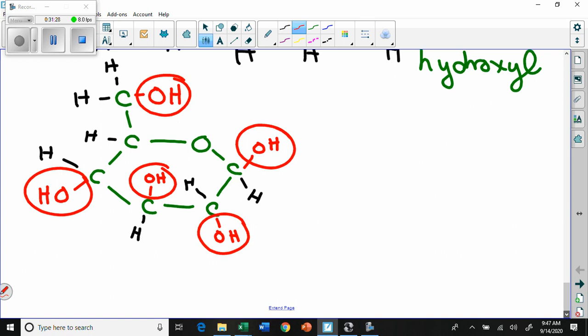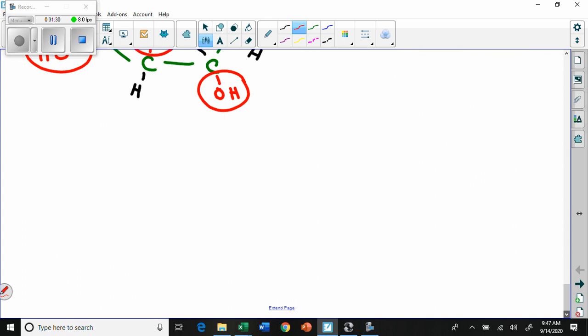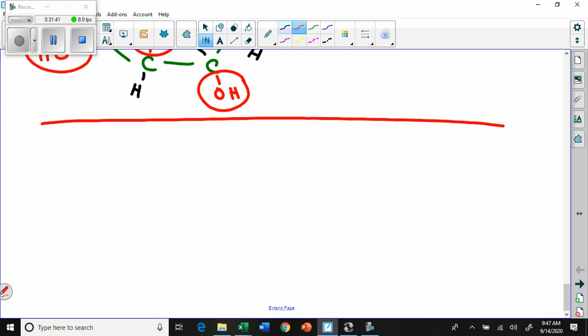Now we can kind of buzz through the rest of the functional groups more quickly because we understand the idea. So there are many functional groups, but we're just going to look at the ones in the book. So the next one is called the carbonyl group. So here's what happens here. Let's take some C's and put them in a line. And let's put H's all around. Now we're in red.